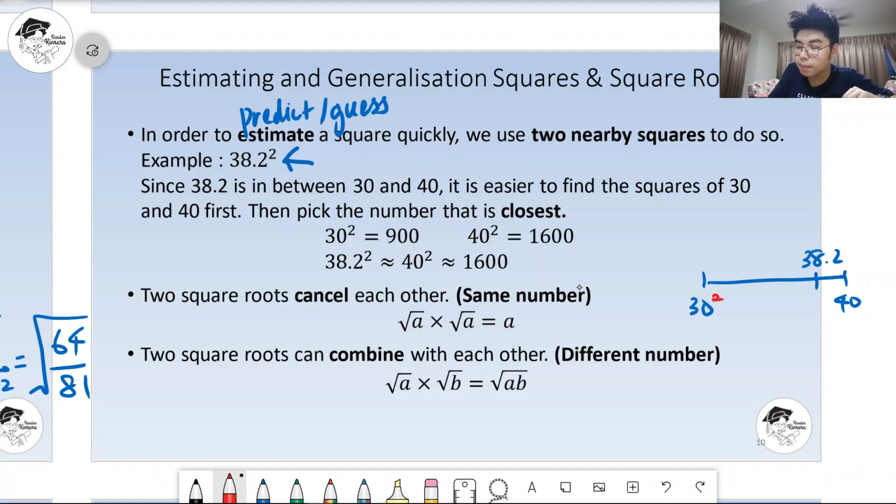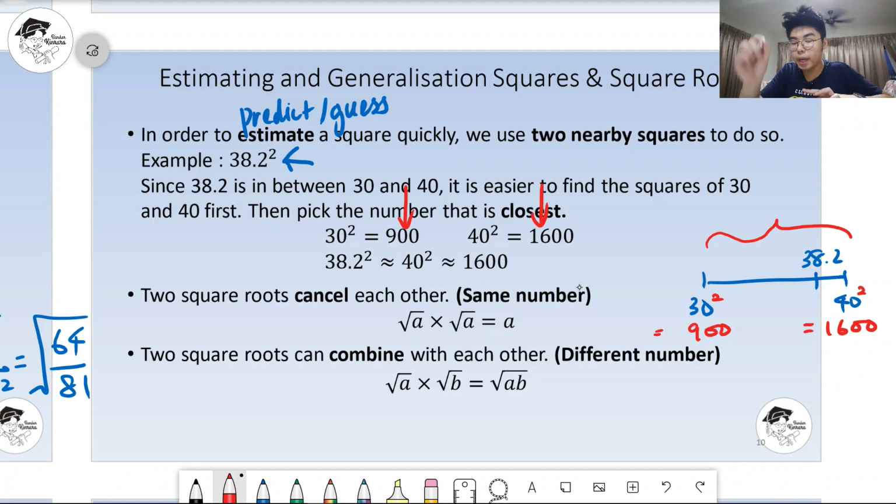Because 30 and 40 can easily find the square. 30 squared gives you 900. 40 squared gives you 1600. Very easy to get the square for 30 and 40. So, since we have the answers, we know that it is between 900 and 1600. In between 900 and 1600, we will pick the number that is closest, which is 40. So we will just guess, 38.2 squared is going to be very close to about 1600.